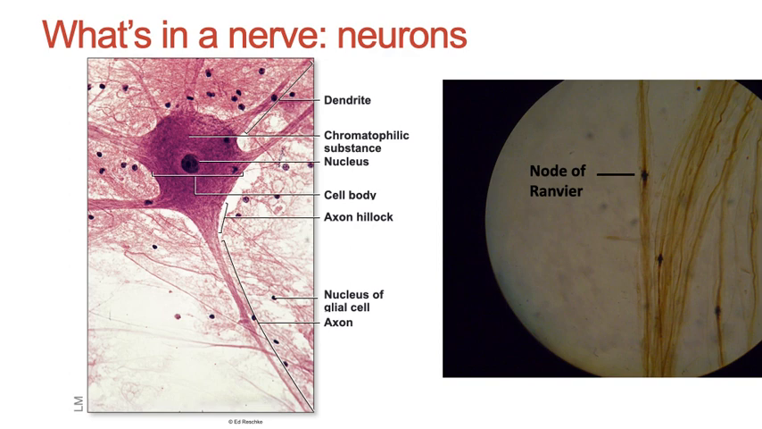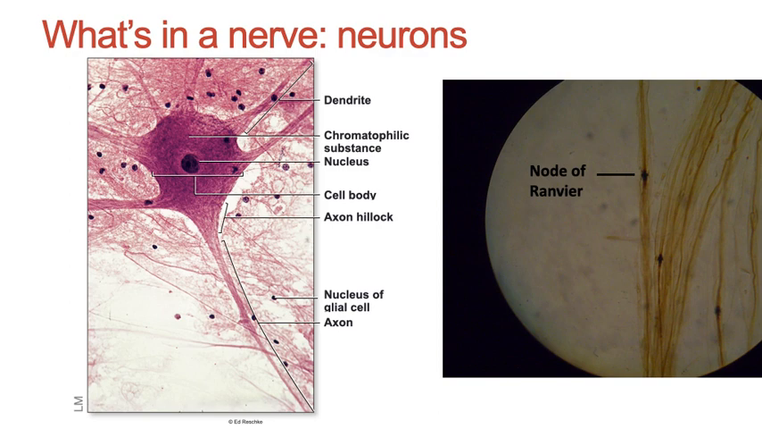Here we're looking at two micrographs of nerve cells, and we can see they're both stained. You can see that many of the features we just discussed on the previous slide are visible using microscopy. What we've got here, you can see dendrites. You can also see the nucleus of the cell body. The axon hillock is very clear as well over on this left-hand image.